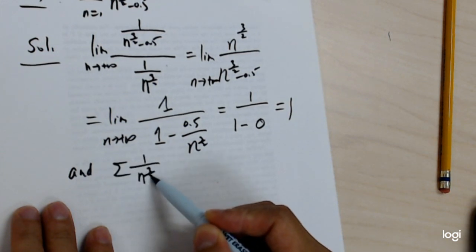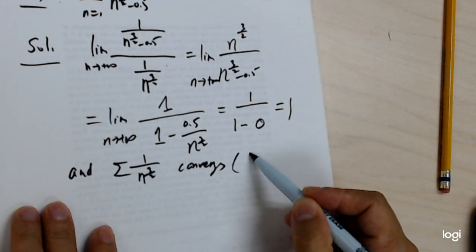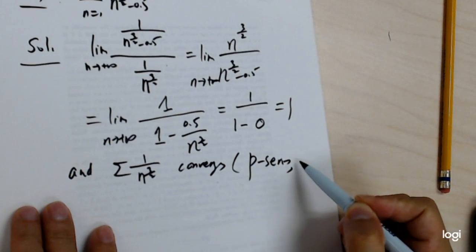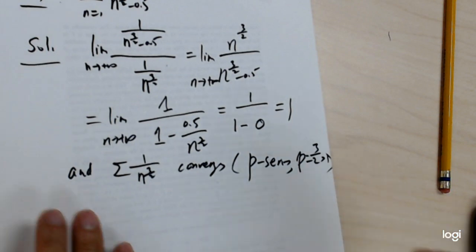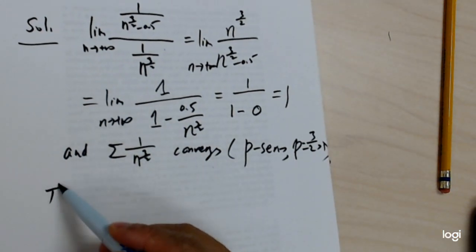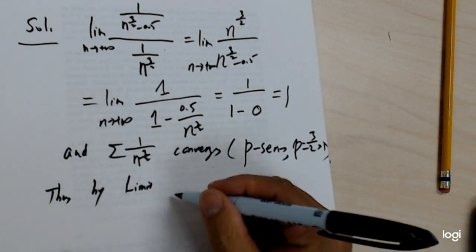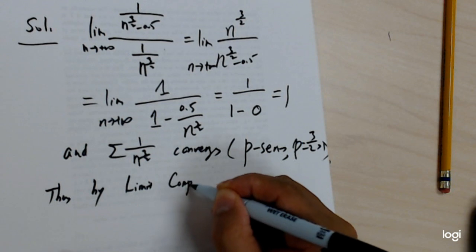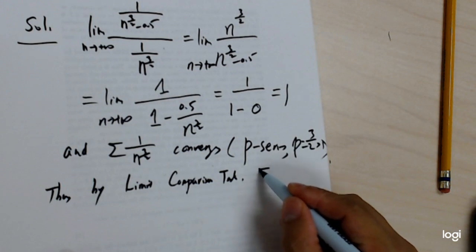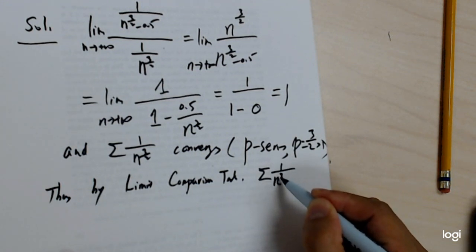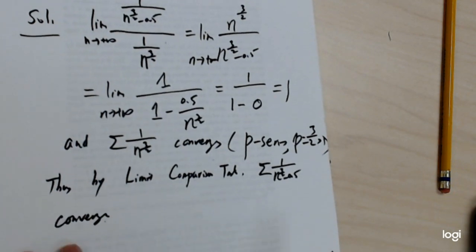And what do we know about this? This guy converges. The reason is because it's a p-series, and the p here is 3 halves. Okay, that's bigger than 1. And thus you can say, by the limit comparison test, it converges. Okay, so that's the limit comparison test.